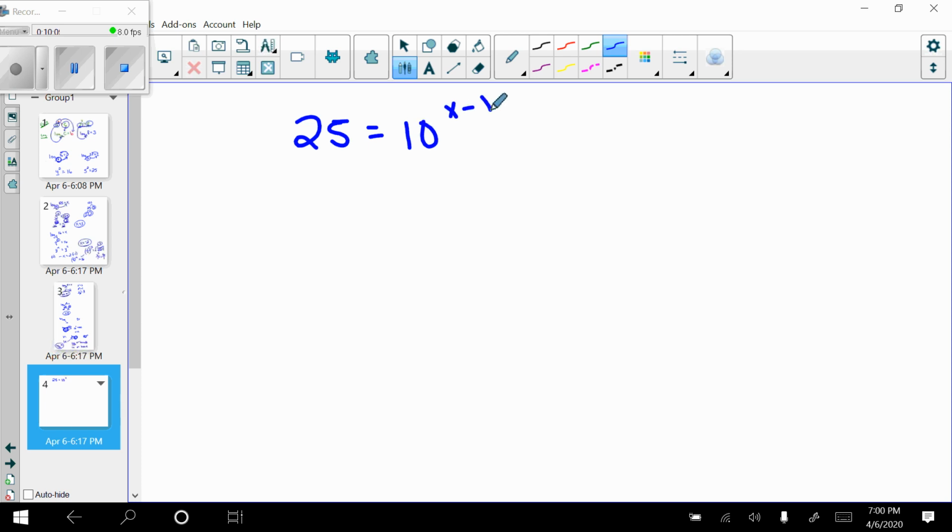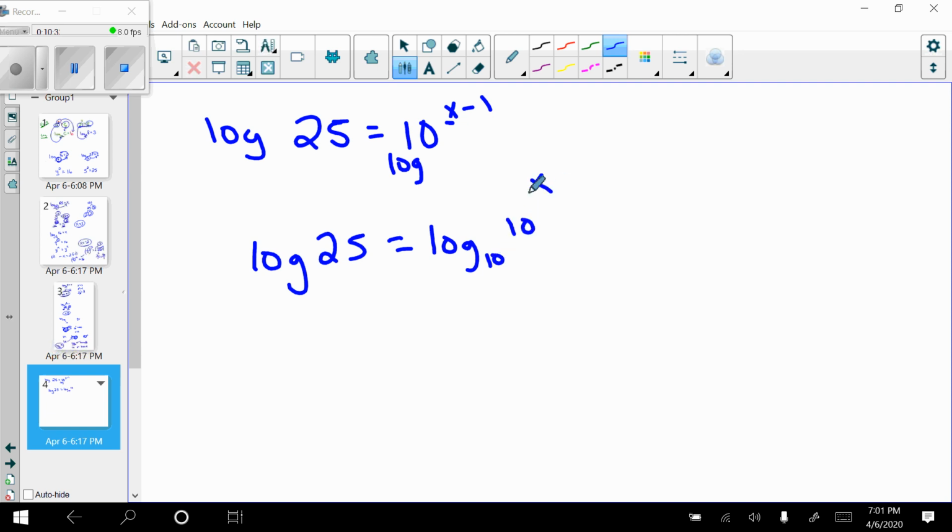So the great thing is, see, this x is up in the exponent, and I've got to find a way to get that down from the exponent so I can solve for it. So what we do is we log this side, and we log this side. And what happens is this really turns into log base 10, right? Because it's not written there. Base 10, 25 equals, and then this is log base 10, 10 to the x minus 1.